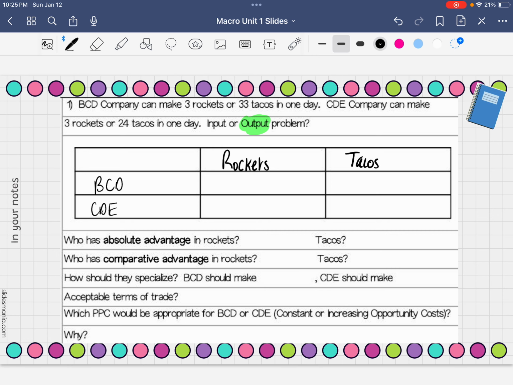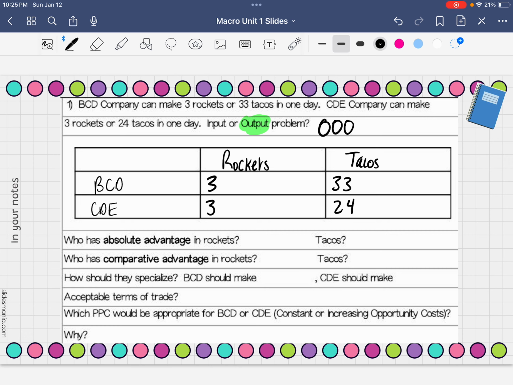So let's read the problem again. BCD can make 3 rockets, or 33 tacos. CDE can make 3 rockets. Dang it, I hate it when they make them the same. Or 24 tacos. One of these times it's not going to be the same, I promise. Or 25 tacos. This is an output problem, so we're going to use the other goes over method, the OOO method.